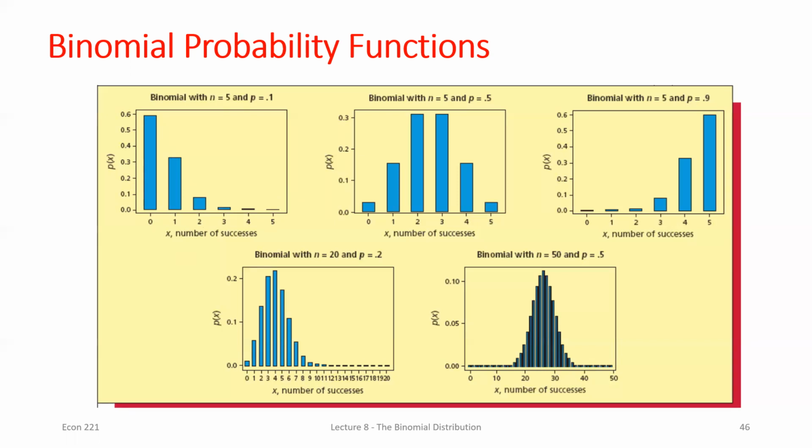Okay. And the exact opposite is true when we have a high probability. So here the mean would be 5 times 0.9 or 4.5. So 4 and 5 are going to be the most likely outcomes, and we end up with this left skewed distribution, with a long left tail.